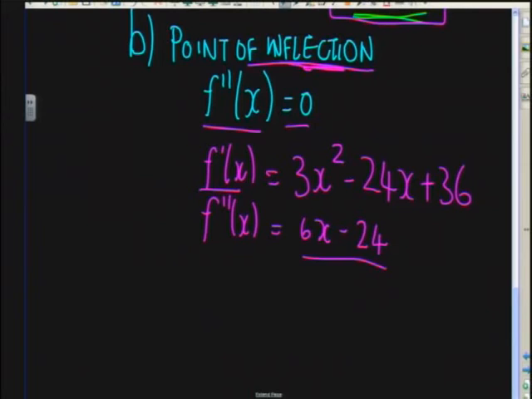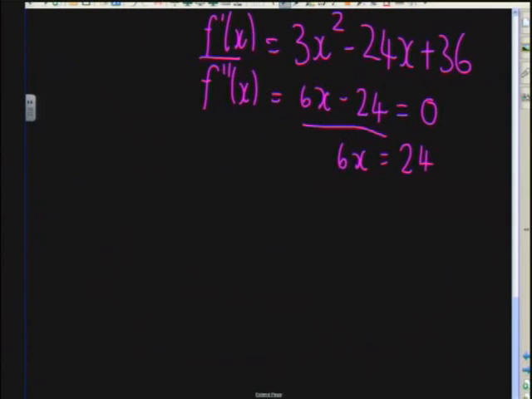We need the points of inflection, so we need to equate that to 0 and solve for x. Remember, your second derivative equal to 0 gives you your point of inflection. Divide through by the 6, so I get x is equal to 4. So therefore, at x equals 4, the graph is changing its concavity. Now we need to find the corresponding y value at which that concavity changes.